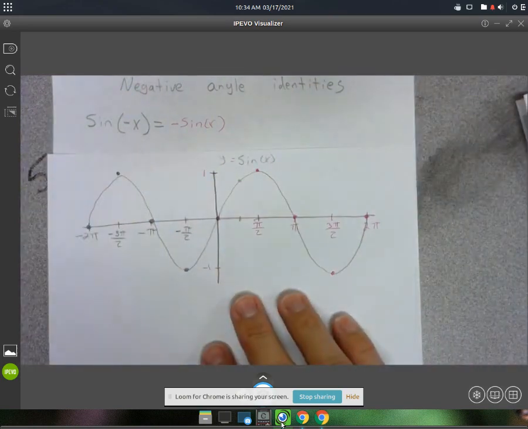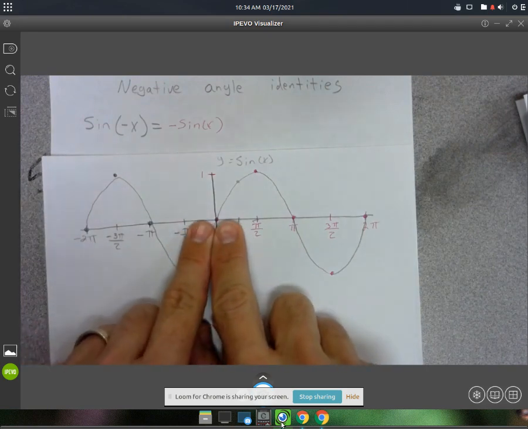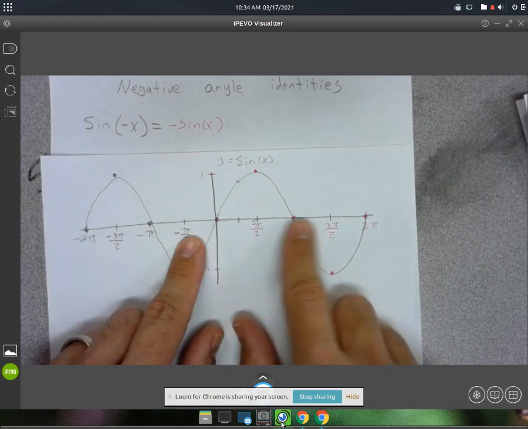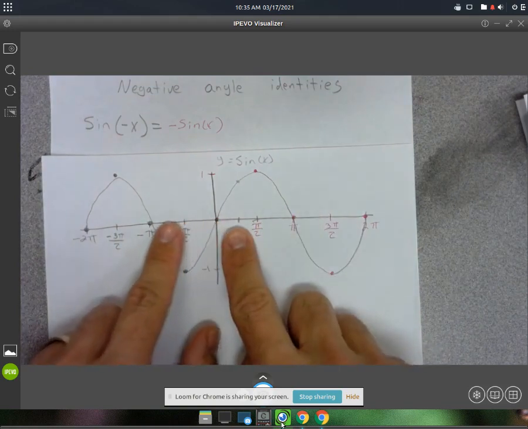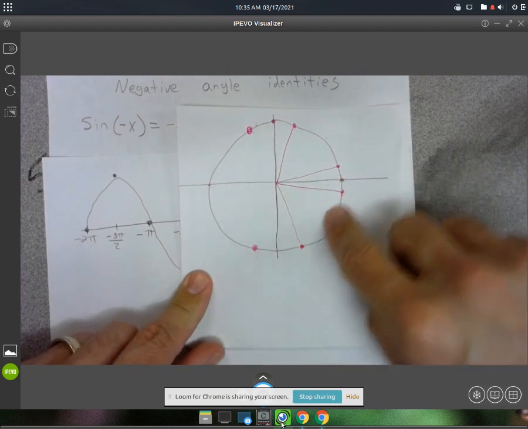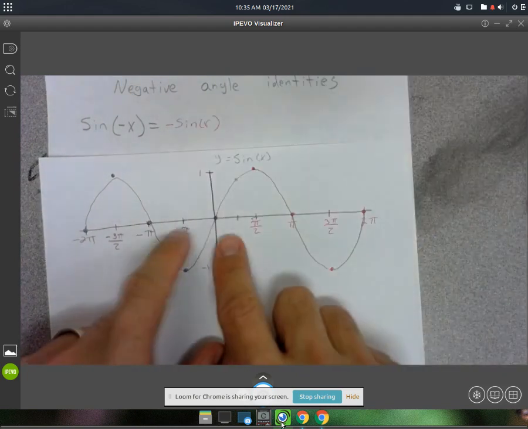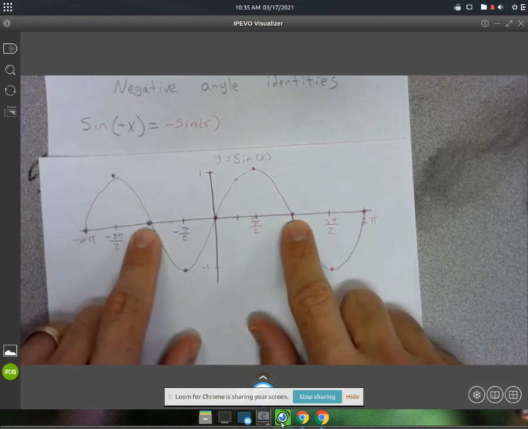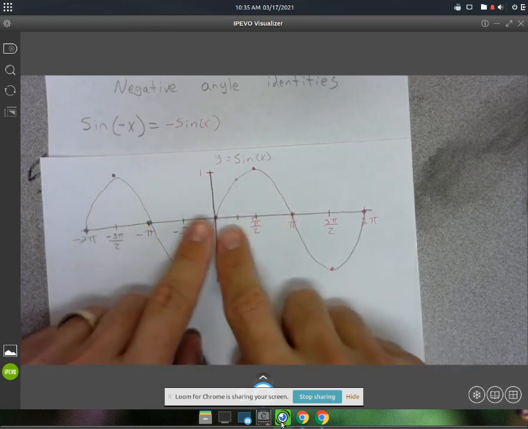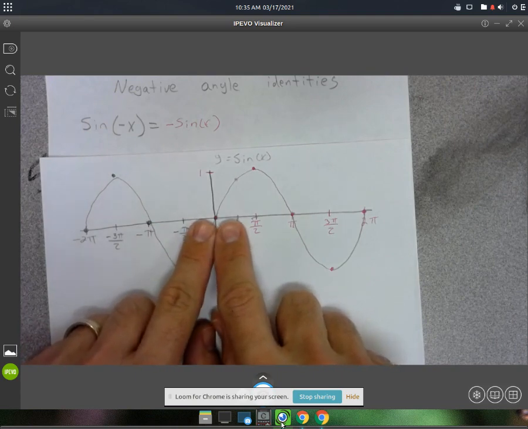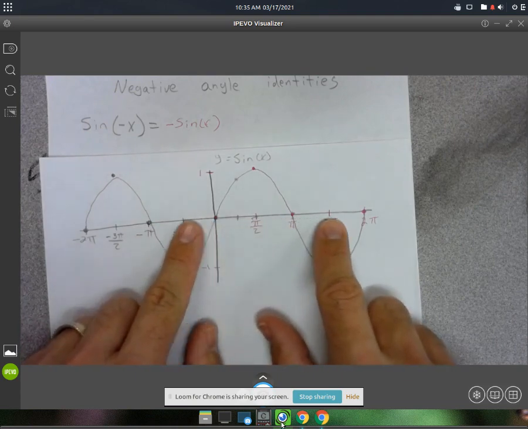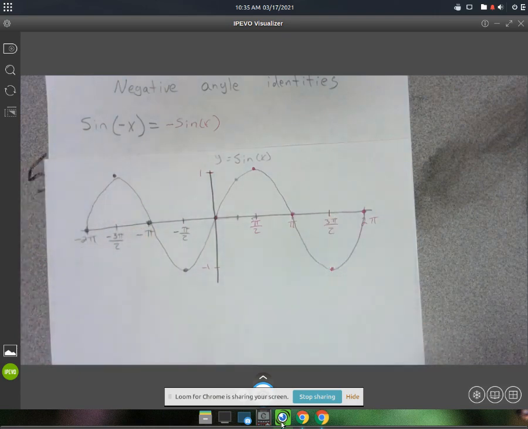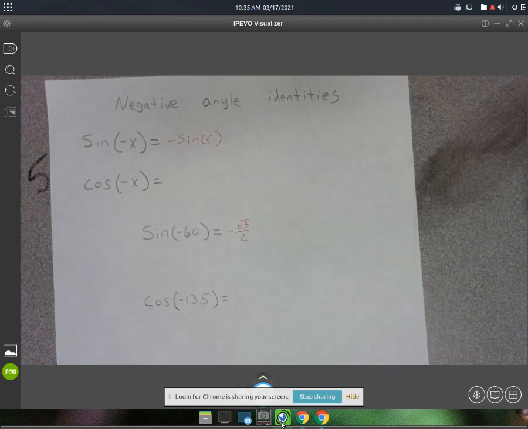No matter what angle you choose to go out on, if I go out the same distance, this is like rotating counterclockwise over here, and this is like rotating clockwise. Rotating clockwise is a negative angle. So as I go out, my y values are the same. Right here at pi, I get 0 on both. If I go out to 3 pi over 2 here, and I go the same distance but negative over there, one's positive, one's negative. That's how it works for sine of x.